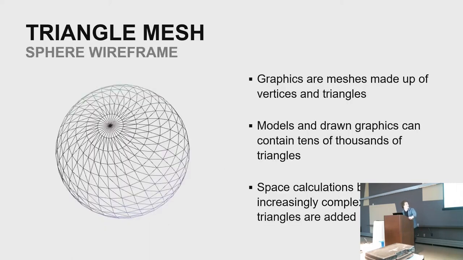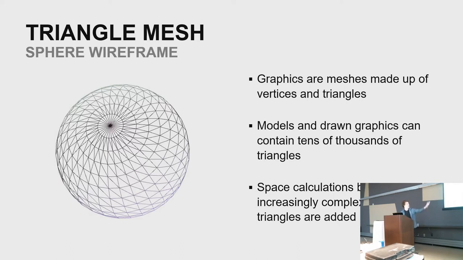Because I have more time to talk about bounds, I can actually talk about why we have them and get into the nitty-gritty of our graphics and how we deal with space. So here I have a triangle mesh, a sphere wireframe, and as you can see, the sphere is made up of a collection of triangles, different shapes. Triangles are perfect because they are the simplest shape, and when you use triangles together, you can create more complex shapes. So this is a triangle mesh.